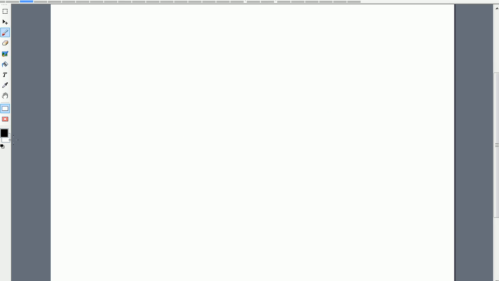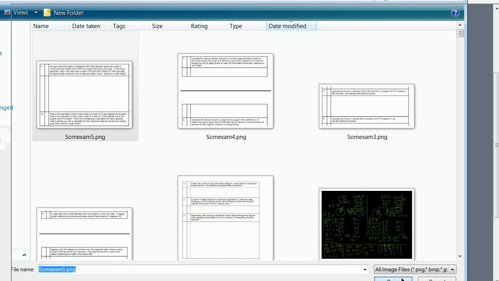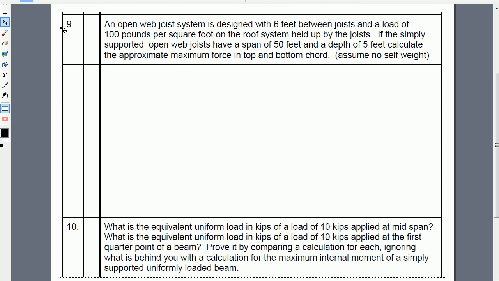I'm going to go once again to this problem. I'm going to add a new layer. I'm going to import a layer image, and then we're going to finally go to 5, which is 9 and 10. Okay, open web joist.